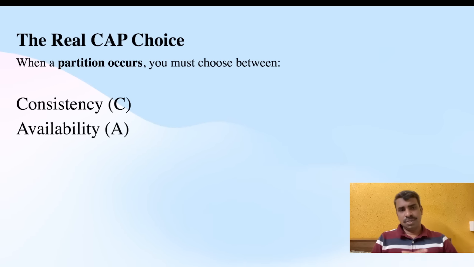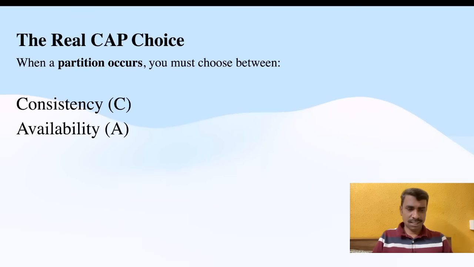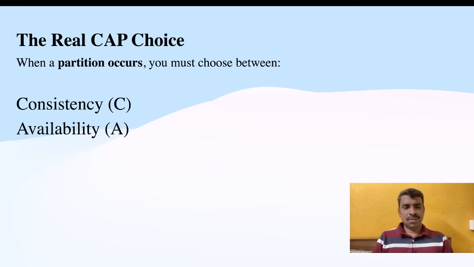So the real CAP choice. When a partition occurs, you must choose between consistency or availability. It's based on your use case. For a bank application or something like the stock market, you have to choose consistency. For social media applications, like comments or the latest feeds, you can choose availability, because even if it is stale data, or the data is not the latest, still it is fine.